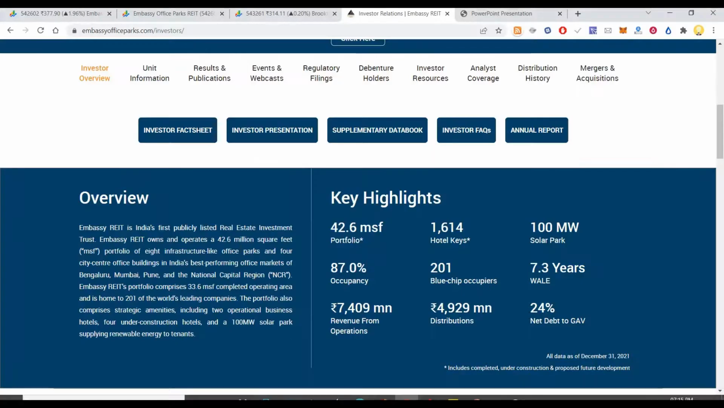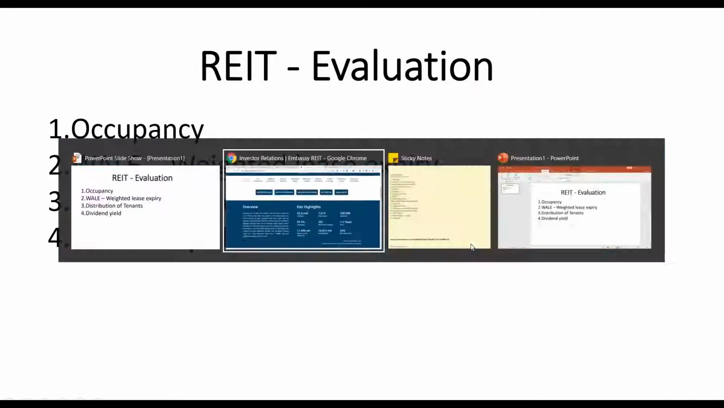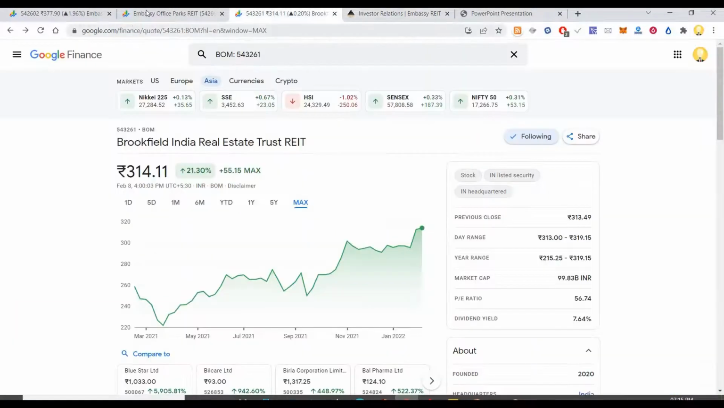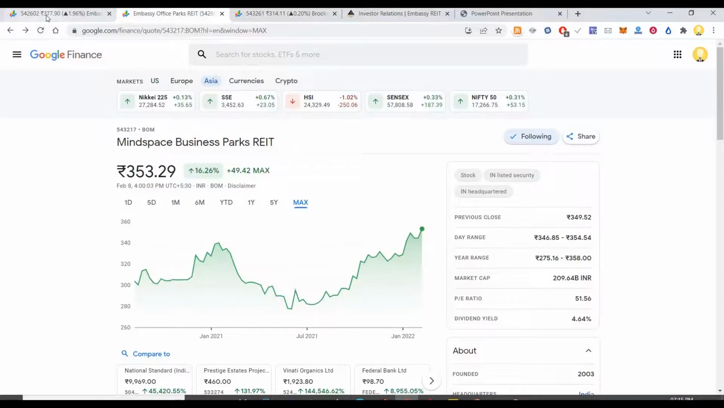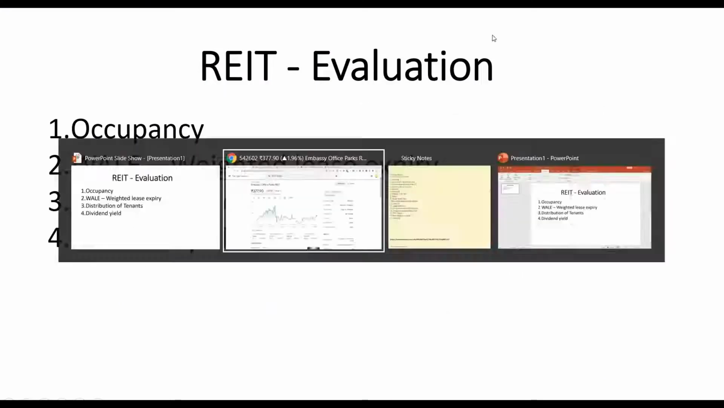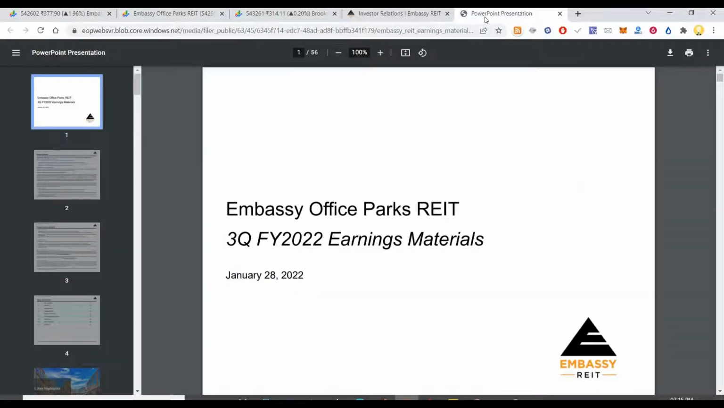Now, distribution of tenants, that again is an important field. And the dividend yield, you already got it from here. For Embassy, it's around 5.85. So that value also you have got. Now the distribution of tenants.